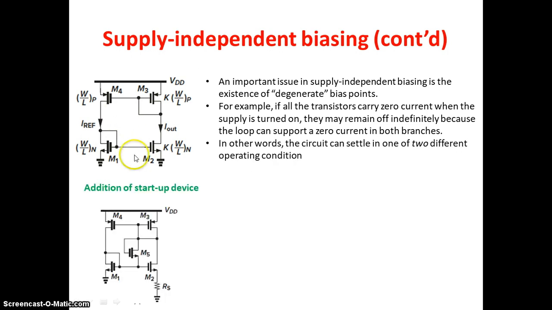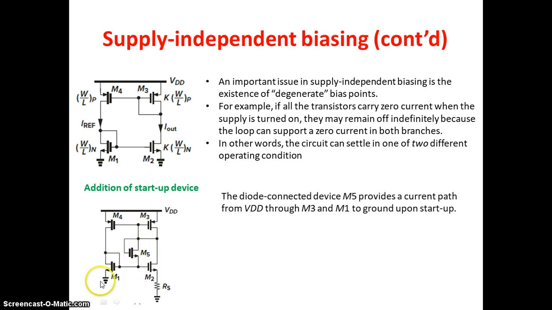We need to overcome that problem. That can be done through an additional startup device. For the same circuit, if I add an M5 diode connected device between M3 and the gate terminals of M1 and M2, at starting it is going to give a path from VDD to M3, M5 and then M5. Okay, this is the path. Initially it creates a current to flow.